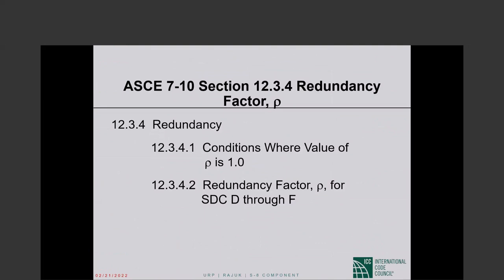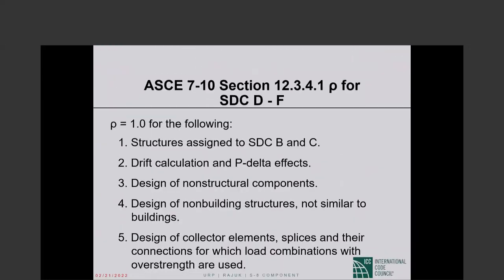In that, we first have a subsection that gives us conditions where rho can be taken equal to 1. Many situations ASCE 7 tells us to start with rho can be taken equal to 1. And then the next subsection, we talk about the redundancy factor for the high seismic design categories D, E, and F. Okay, starting with this slide, situations where rho can be taken equal to 1. Structures assigned to design category B or C. Drift calculation and P-delta effect calculation. Design of non-structural components, which we will discuss tomorrow. Rho is equal to 1.